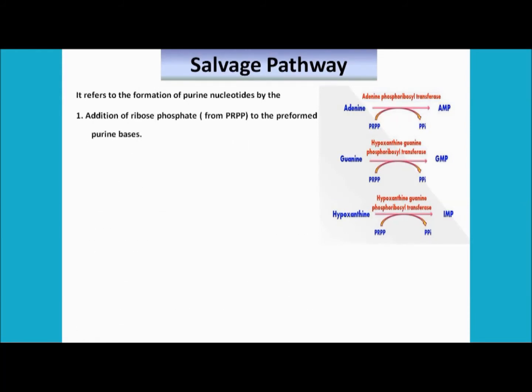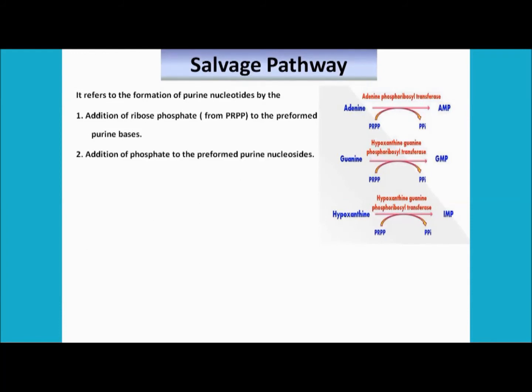Number one, addition of the ribose phosphate from the PRPP. We have already discussed this PRPP. So the addition of the ribose phosphate takes place from the PRPP to the preformed purine bases, which have come from the degradation of the DNA and the RNA, right?